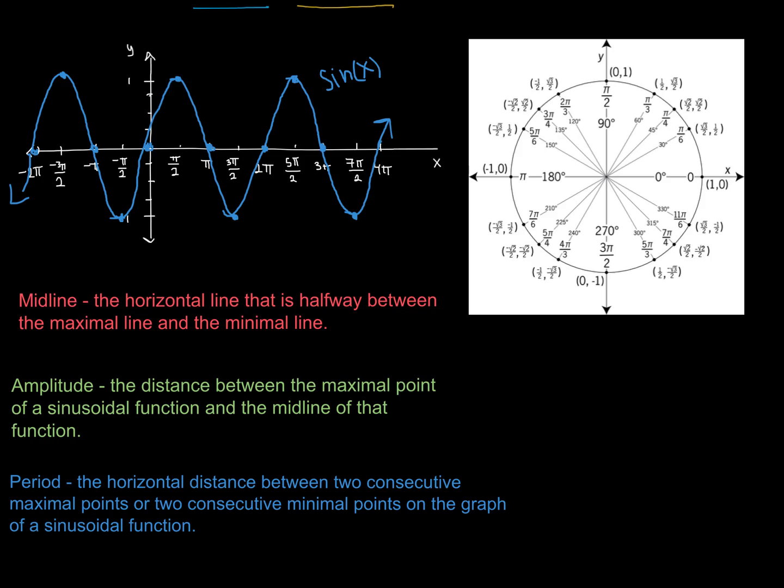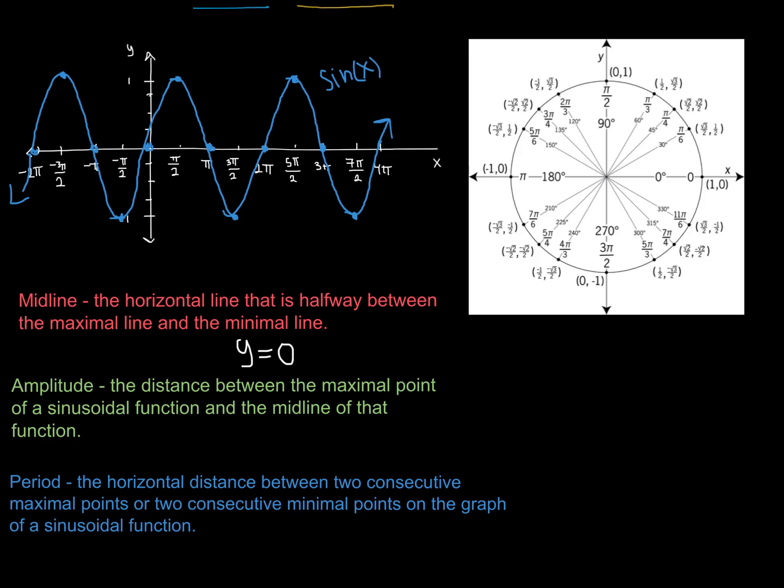Well, notice that the maximum is 1 and the minimum is -1. And so the line that is halfway in between and horizontal is in between 1 and -1, which is at 0. Thinking about this as the equation for a line, the maximal line is the line y equals 1, and the minimal line is when y is equal to -1. And so halfway in between is going to be the line when y equals 0. And so the midline is the line y equals 0.